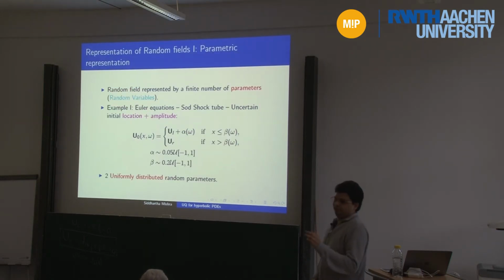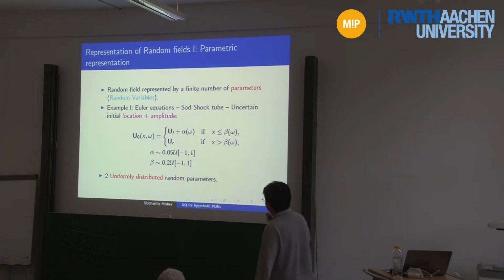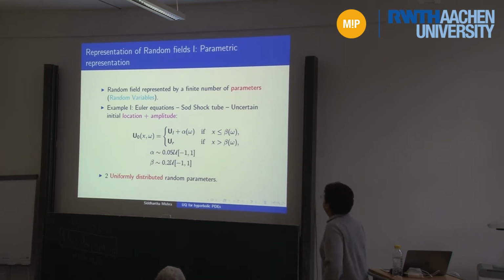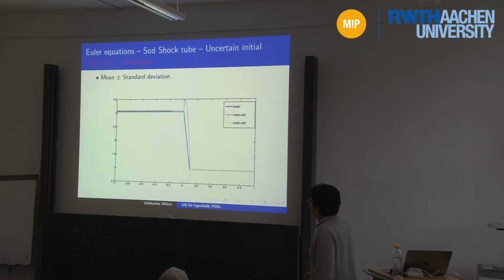But let's try to make this concrete. What does it mean that each time I make a draw, I get a function, right? Well, let's try to make this concrete, and this is important in what we are going to do, because a function is an infinite dimensional object. To be able to compute it, you need to make approximations anyway. So one way to represent these random fields is through parameters, a parametric representation. Let me give an example.